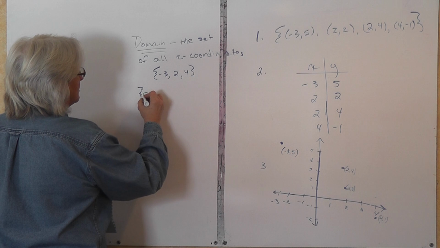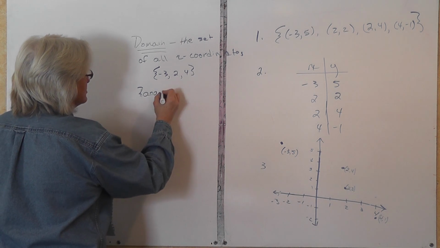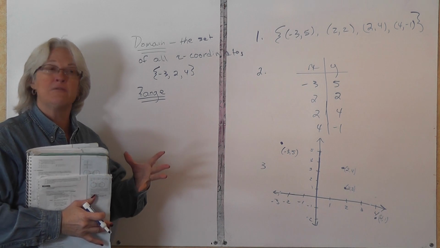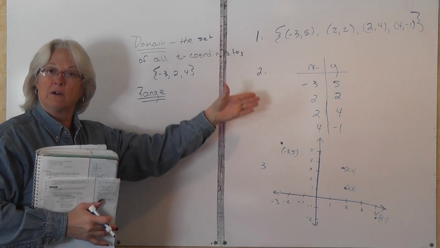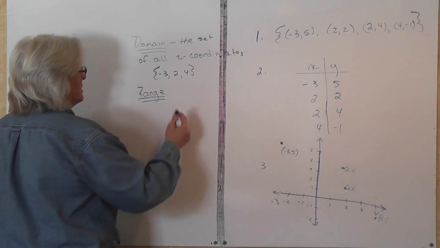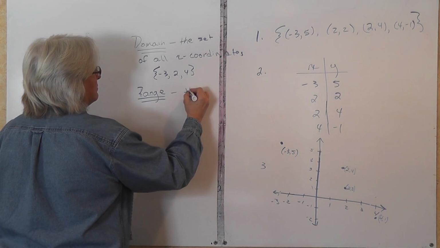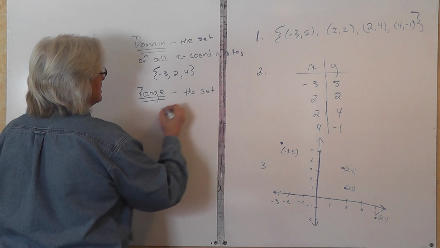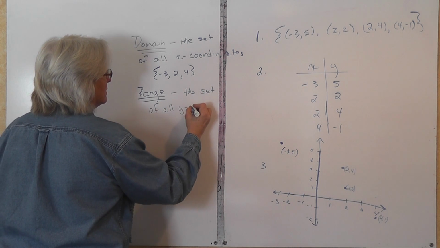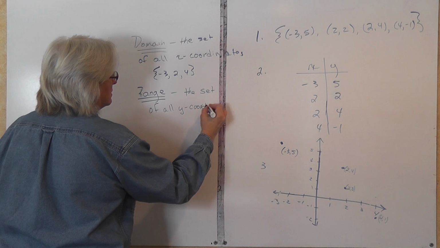The next word that we're going to talk about is range. Next word we're going to define here, and if the domain is the set of all of the x-coordinates, what do you think the range is? That's exactly right. The range is the set of all y-coordinates.